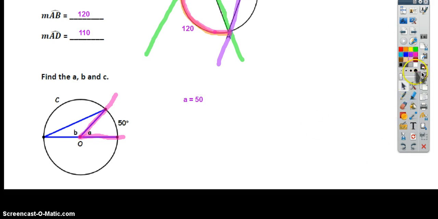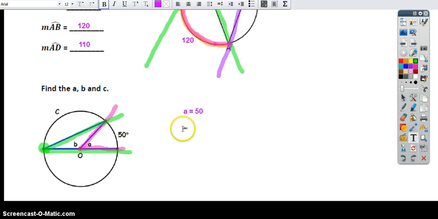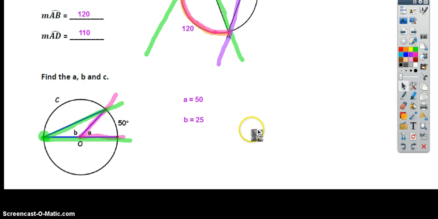Then we have angle B. Angle B intercepts the same arc as angle A, but it's not a central angle. It's an inscribed angle because look where its vertex is. It's on the circle. So for an inscribed angle, we have angle equals half of arc, meaning it's not going to measure 50, it's going to measure half of that. And it makes sense. Look at the two angles. You can see that B is definitely smaller than A. So there is B. And finally, I need to get rid of these so you can see this clearly.